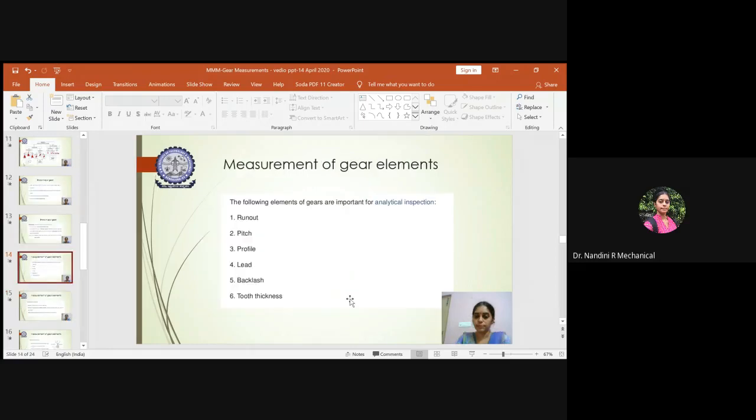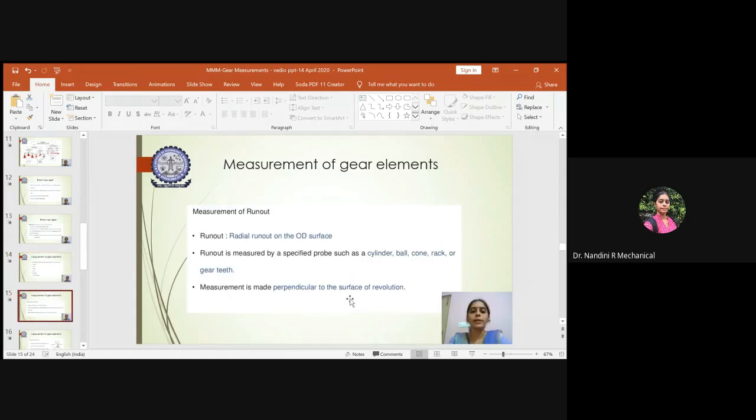Then similarly, as in screw thread terminologies, here also we have key elements which will be measured in the case of gear teeth also. So which are the elements we usually have to measure? These are nothing but the run out, the pitch, the profile, the lead, the backlash, and the tooth thickness. So we studied how to measure the run out, right?